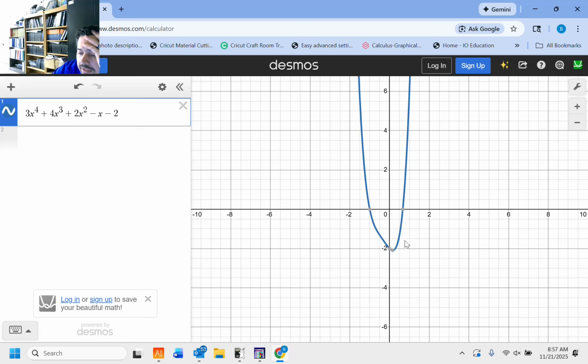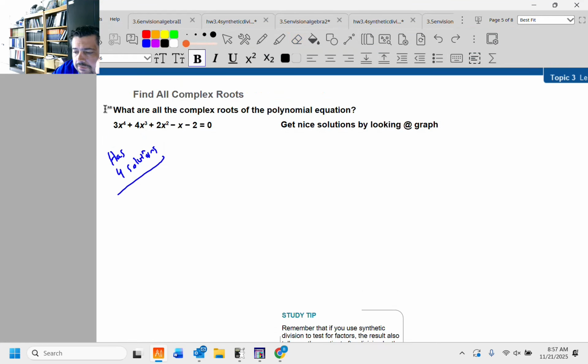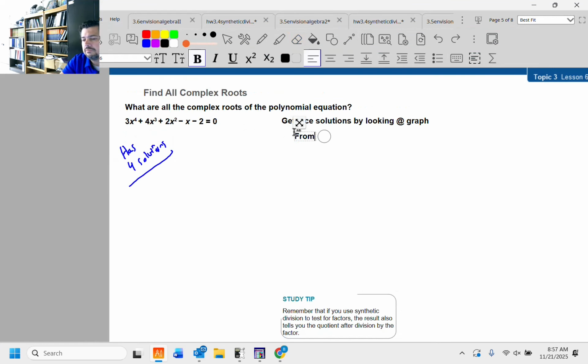And here's what I've got. There's actually 2 nice zeros here. You got x is -1, and that, boys and girls, is 2/3. Those are the 2 nice solutions from the graph. So, from the graph, x is -1, and x equals 2/3.